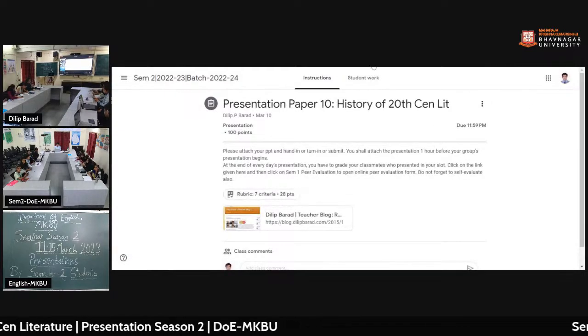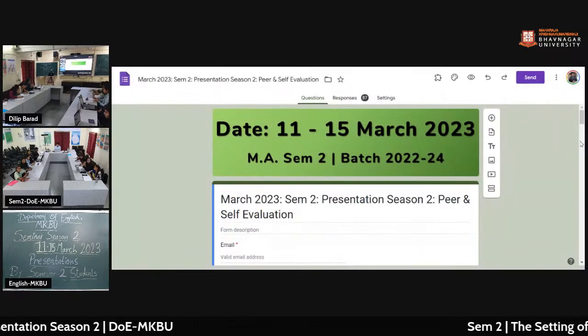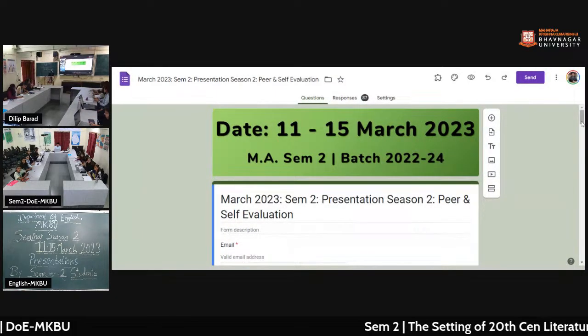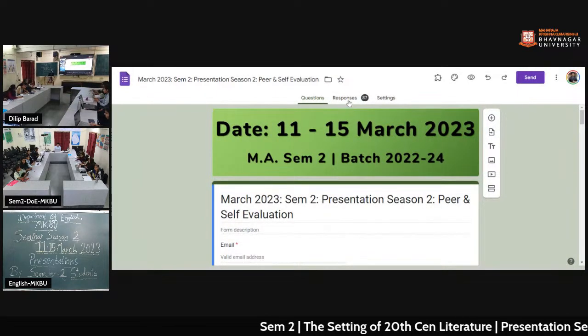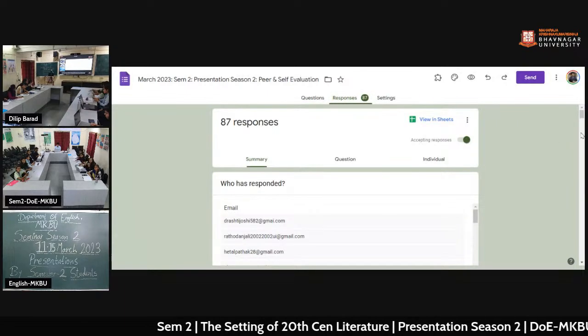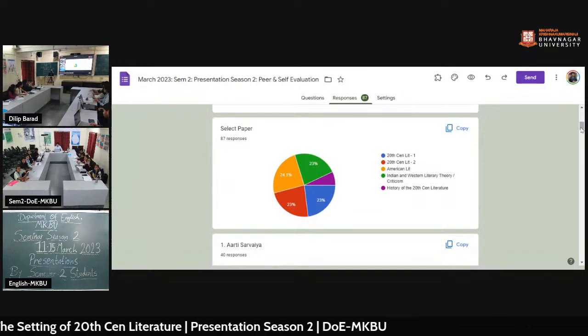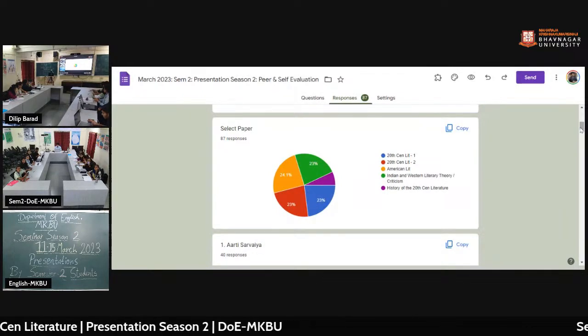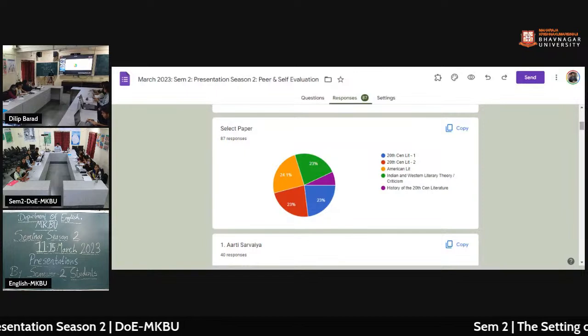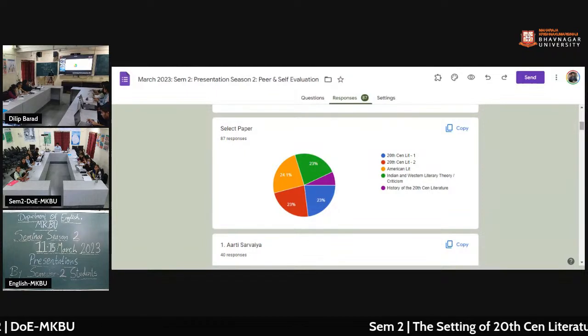There is a system of self and peer evaluation also. So in this online form, you are doing self and peer evaluation. Today is the final day, so we already have the responses from the previous 4 days. Today morning session also we have ended, so they also have started giving their responses.